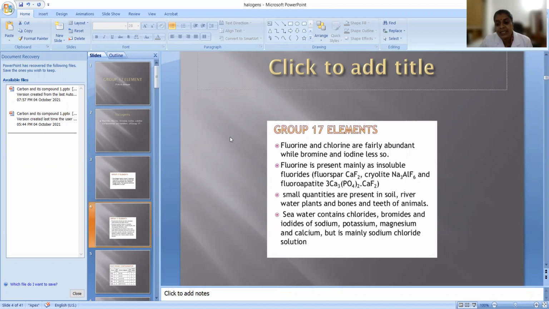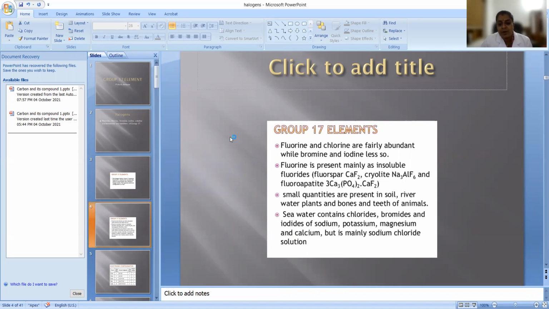Fluorine is present mainly as insoluble fluorides: calcium fluoride, sodium aluminum fluoride, calcium phosphate. Fluoroapatite it is called, Ca3(PO4)2·CaF2. So all this fluorine is present mainly as insoluble fluoride. Small quantities are present in soil, also in rivers, and in the bones and teeth of animals also it is present.